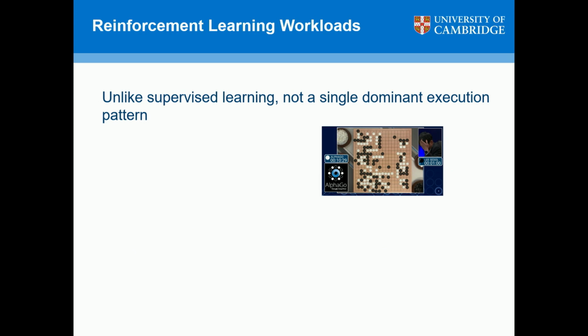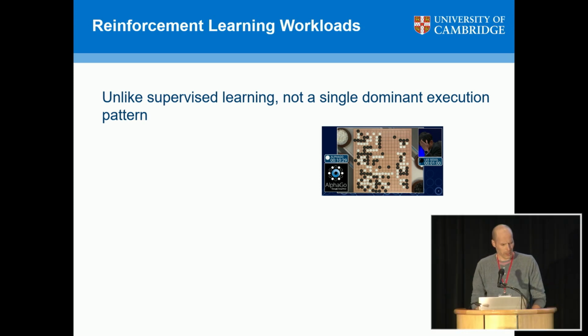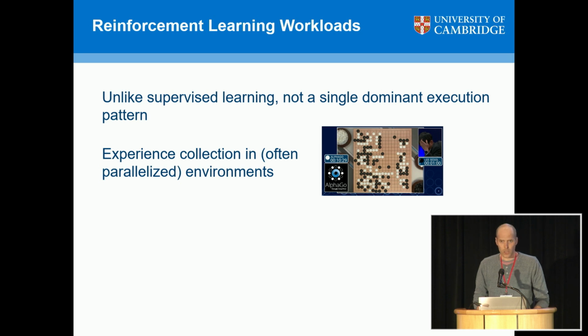What are the differences between supervised learning and reinforcement learning with respect to workloads and execution patterns? In reinforcement learning, we have this constant requirement of collecting data while we learn. So this has to happen simultaneously to learning. We cannot collect data first and then learn and we're done. This has to happen at the same time.